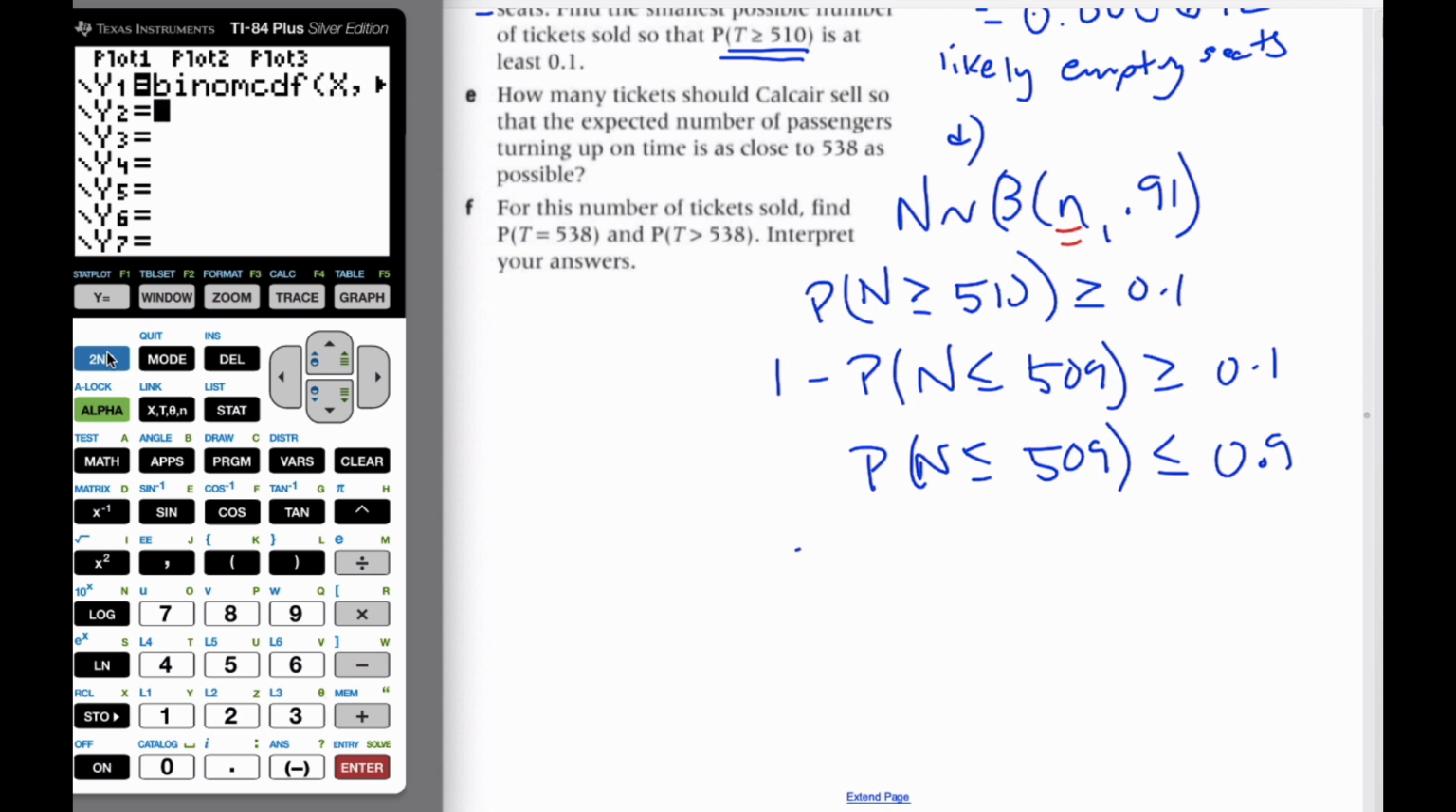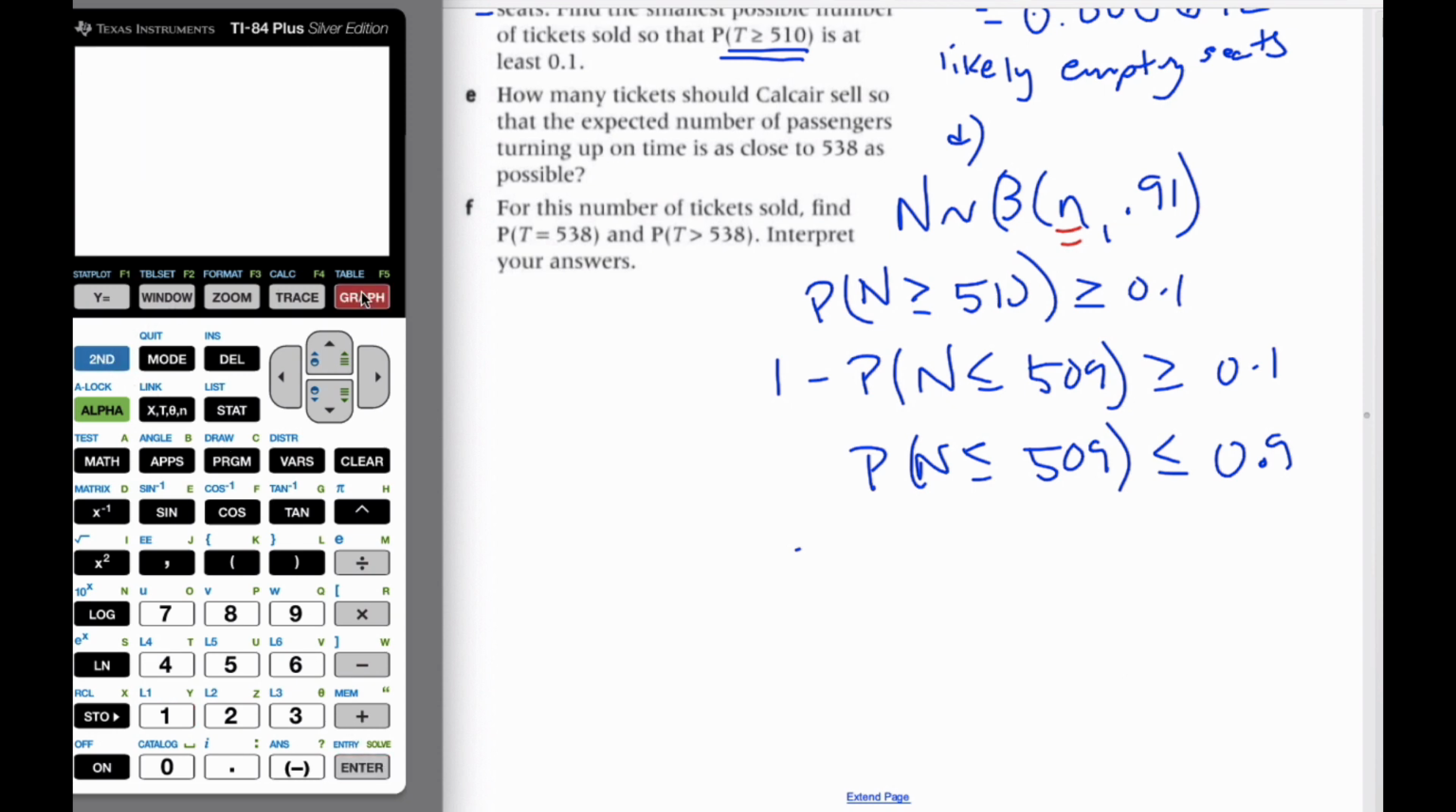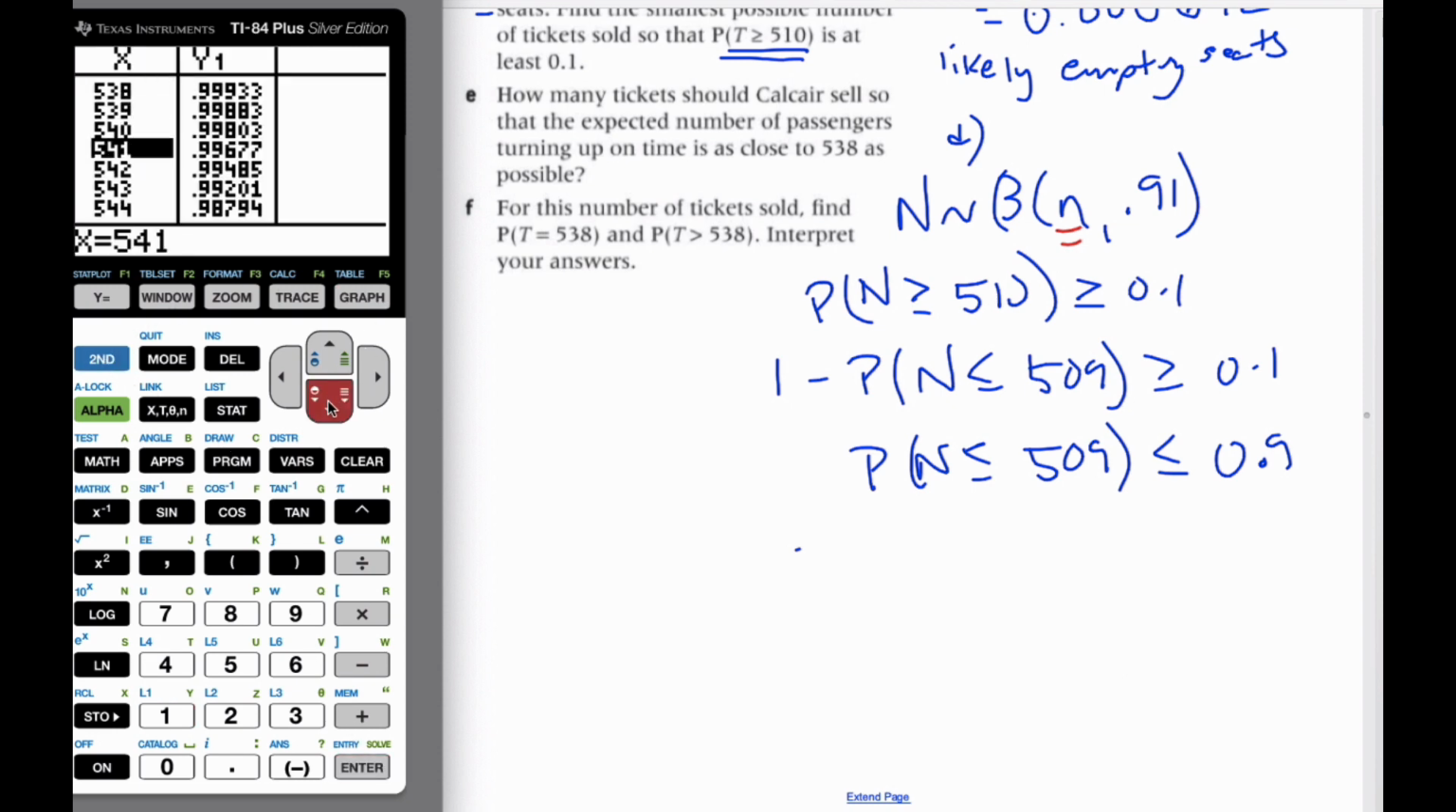So I'm going to go to my table set, and I know that 538 is not enough, but I'll start there, and I'm going to go by ones because I know they have to be integers. And from here, I'm going to go to my table and start to look at the probability values. And as I go down, I want the y1s to be less than 0.9. And here it is, 551.